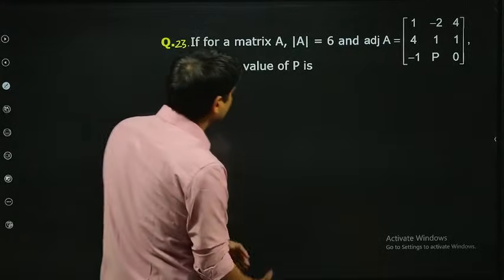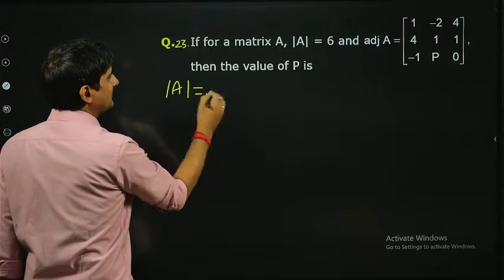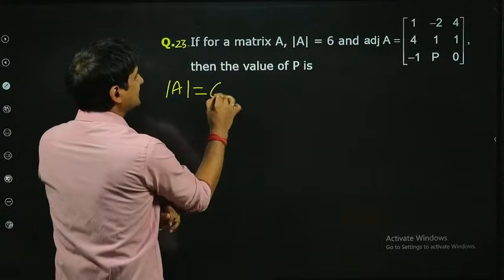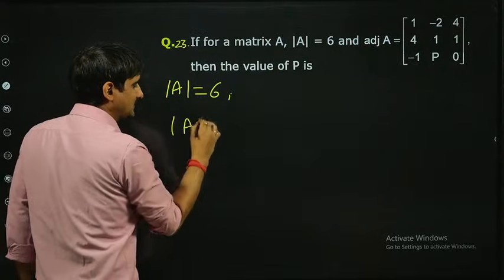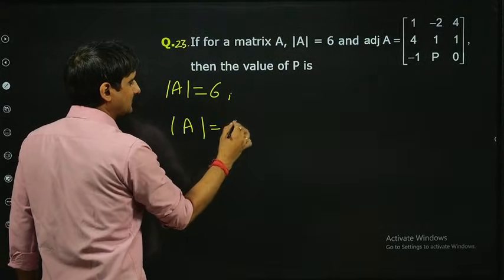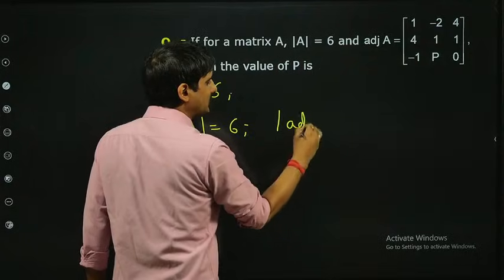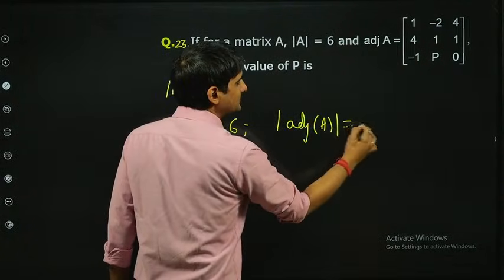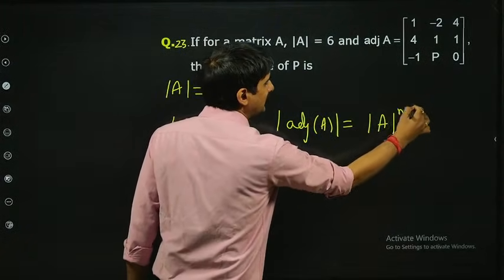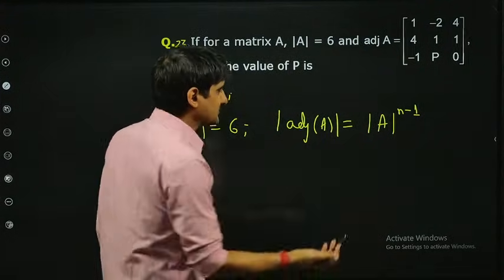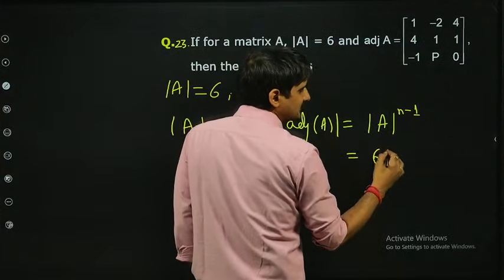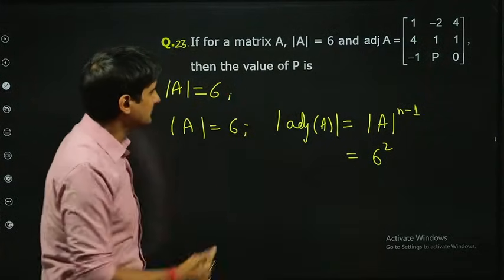Now matrix A is given. So the determinant of A is 6, and the adjoint of A is, okay, see, a simple direct property. The determinant of A is 6, and then the determinant of adjoint of A, what is the formula, bacho? It's determinant of A raised to the power n minus 1, where n is the order of the square matrix. So here it will be 6 square, since 3 minus 1 is 2, for a 3 cross 3 matrix.